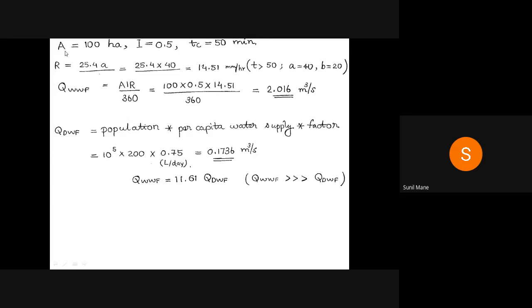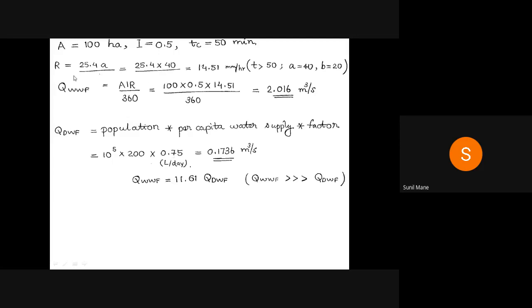That is, first of all, area. Area is given in terms of hectares. That is 100 hectare area is there. Impermeability factor is 0.5, and time of concentration is 50 minutes. Right. So with the help of these details, we can go for this equation for calculation of various factors.